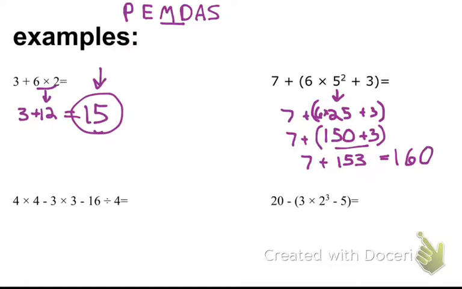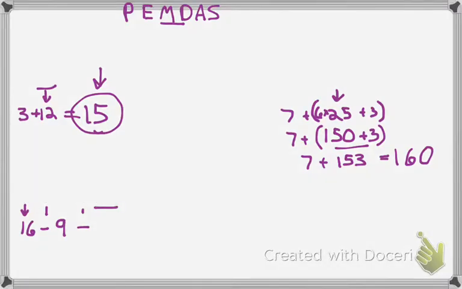The next one we have to do, okay, is 4 times 4 minus 3 times 3 minus 16 divided by 4. Now, do I do multiplication first or division first? You know what? I do the first ones that show up. Now, are there any parentheses? No. Any exponents? No. But I have to do multiplication. So the 4 times 4 becomes 16. I bring down the minus. Oh, 3 times 3 gives me 9. Bring down the minus. Oh, but then I need to do 16 divided by 4, which is 4.